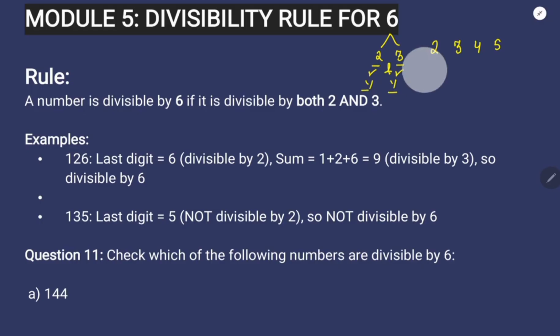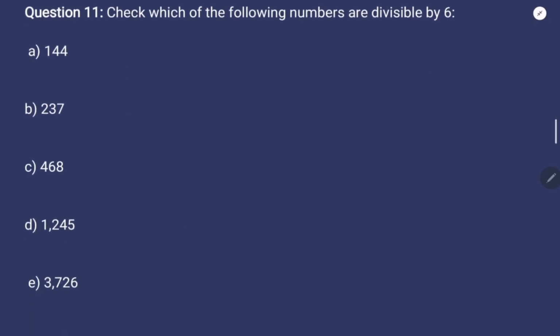So let us do some practice questions now. We have here 144. What is the unit digit? I will write 2 and 3 here, then I will write 6 here. If it is a yes for both, then it will be a yes here. So let us see. Is 4 divisible by 2? You will say yes. So 144 is divisible by 2, right?